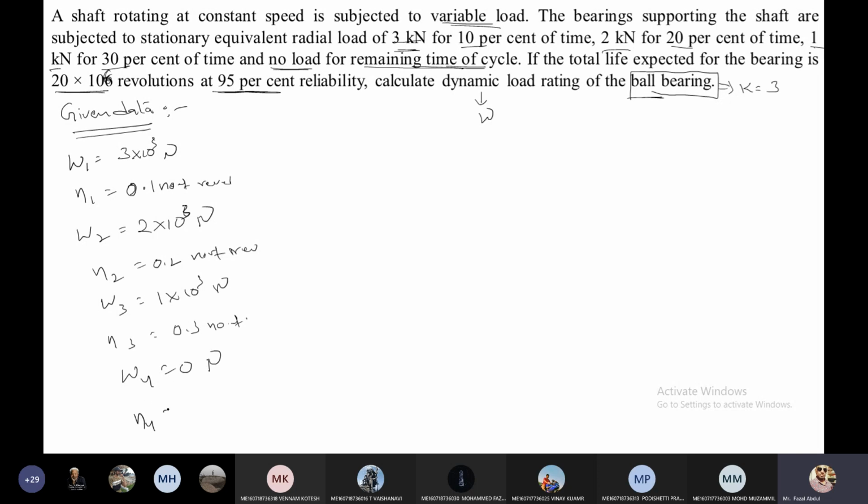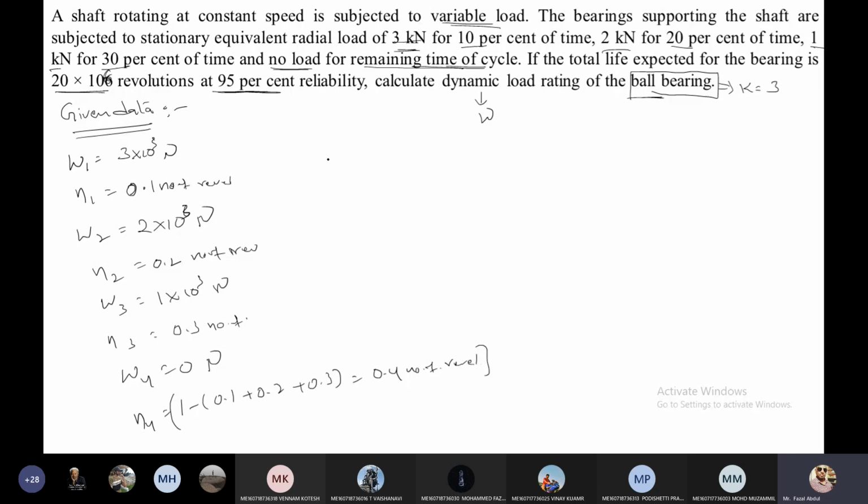Okay, and N4, the remaining, I don't know how much, so directly I'm writing 1 minus 0.1 plus 0.2 plus 0.3. So how much is this? 0.1 plus 0.2 plus 0.3 is 0.6, so it means 0.4 number of revolutions.